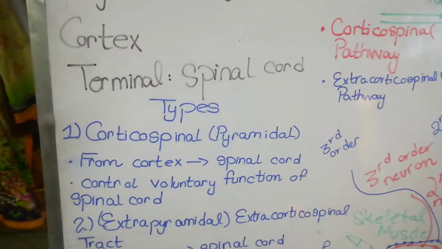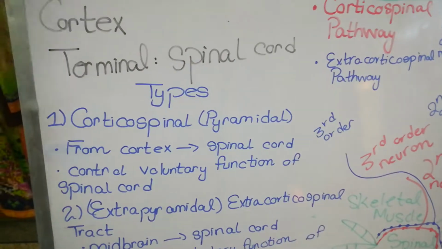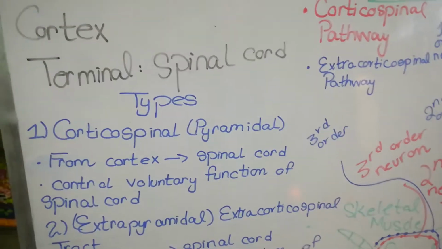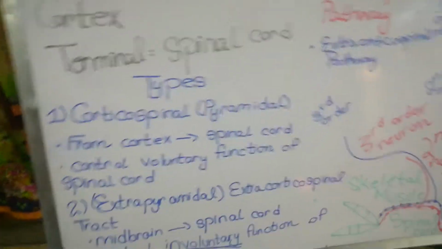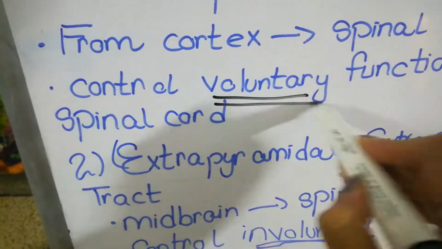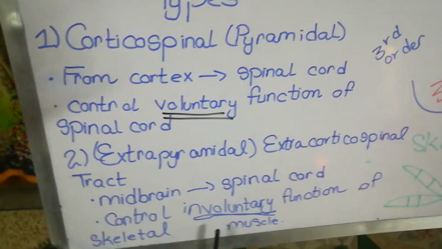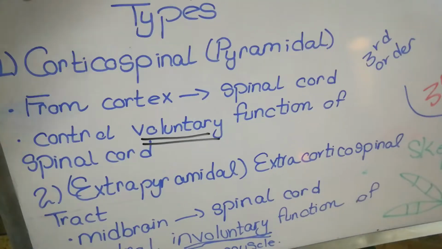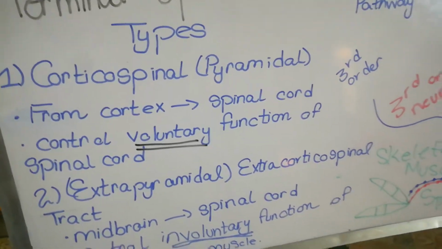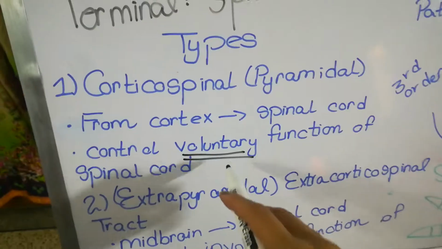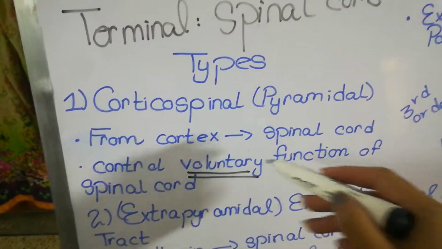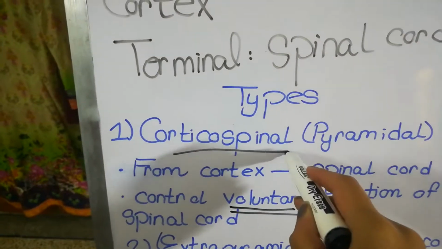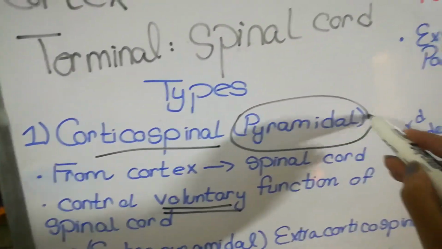But it controls all those actions of our skeletal muscles or glands which are under our control. Wait a second, let me underline this word, because this is really important. This word, voluntary, means under our control. So all the tracts that start from the brain, go down to the spinal cord and are under our control, where we can contract or relax the muscle if we want, that type of tract is the corticospinal tract, and the type is the pyramidal tract.